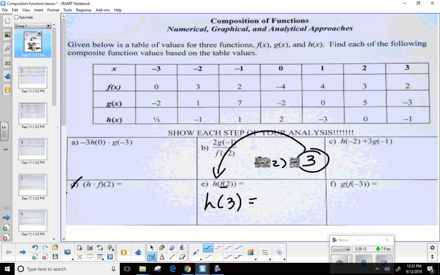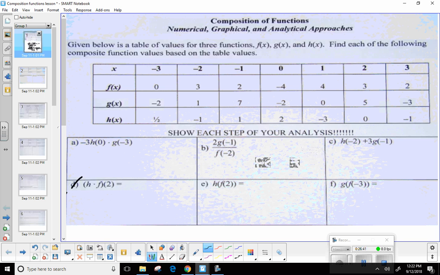So now I want h of 3. So what's the value of function h when x is 3? Negative 1. So h of f of 2 is negative 1. It's like you're evaluating 2 functions simultaneously. You go from one directly into the other. So that might seem a little hazy, and that's okay. Let's try another one.